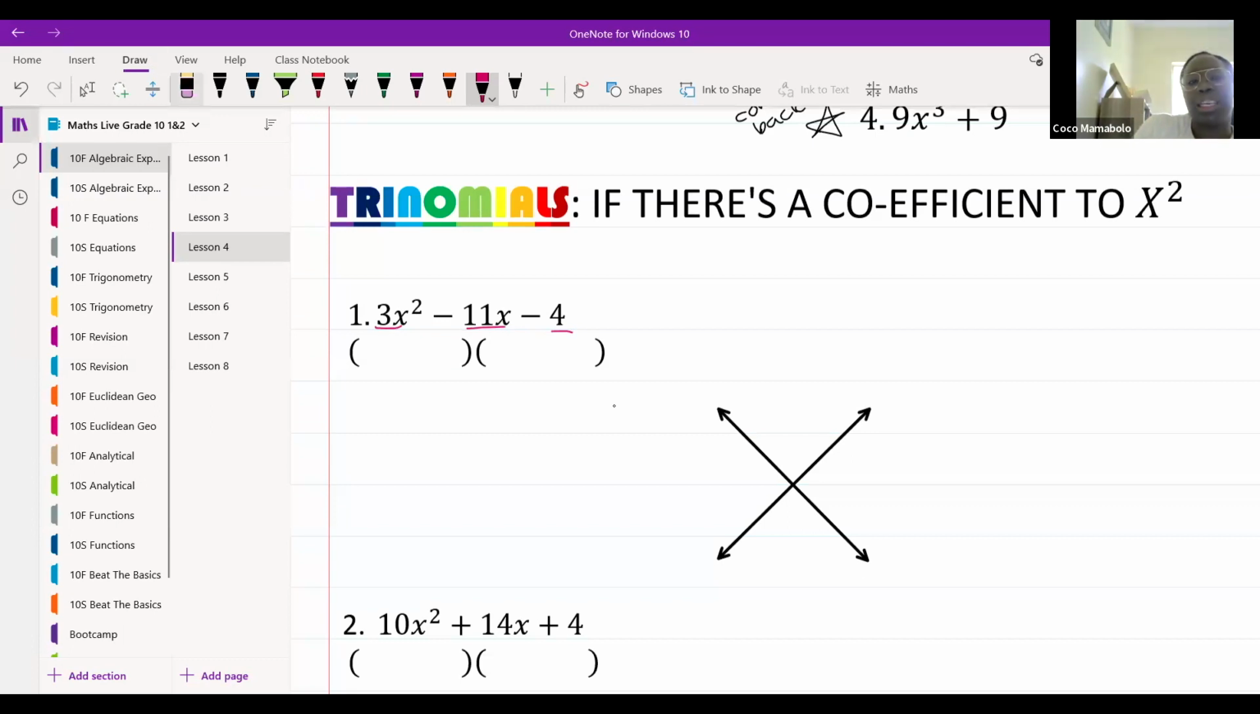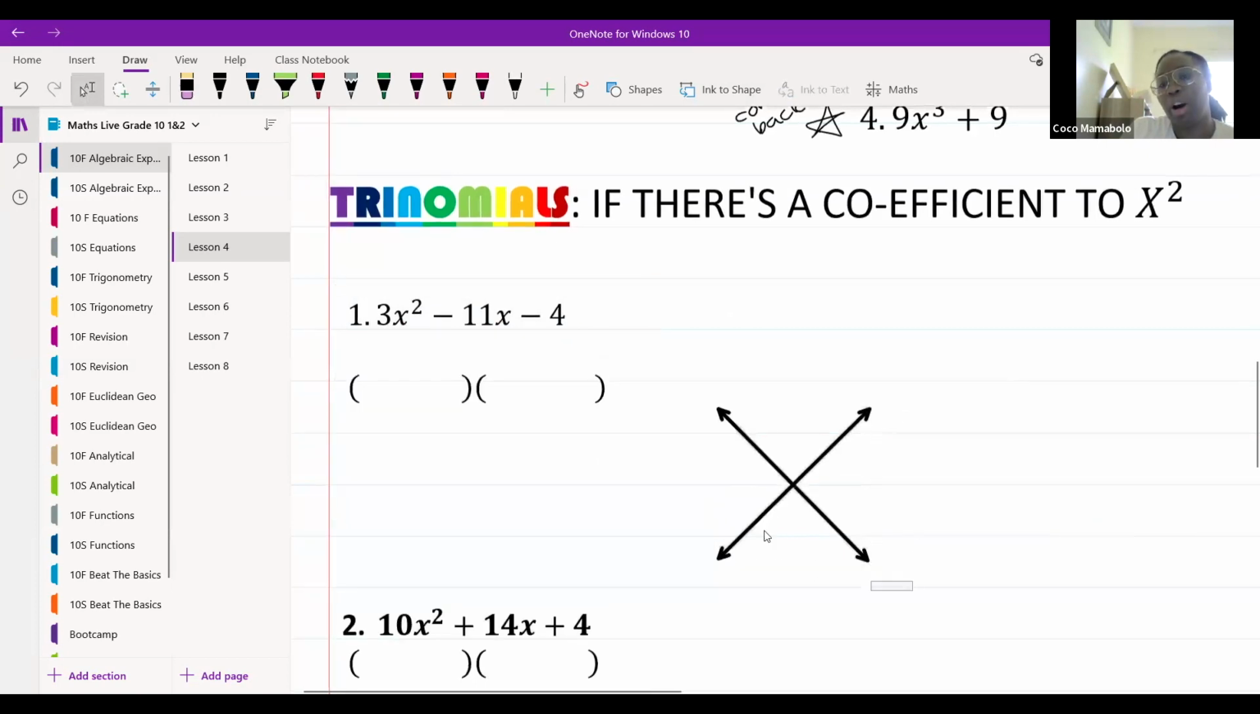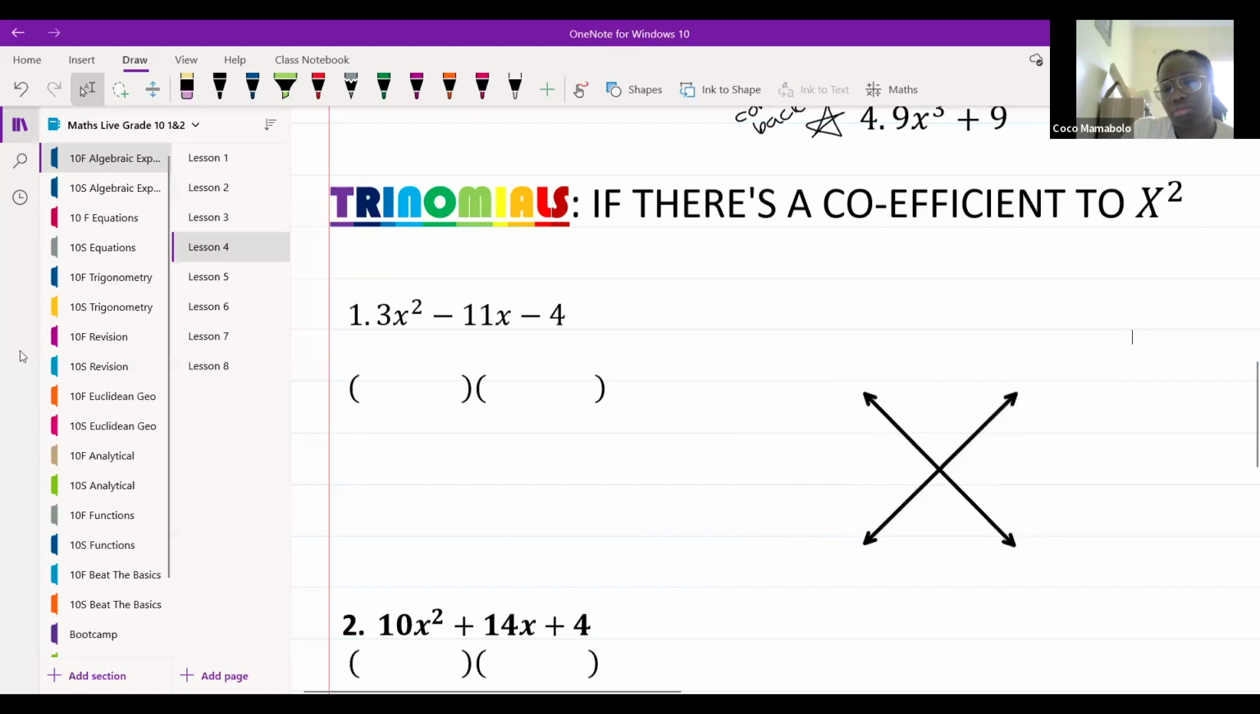What do 3, -11, and -4 have in common? It has a factor of 1. Of 1, but okay, when you say 1, is there anything that we can take out apart from 1 that will make a difference? No, it won't.